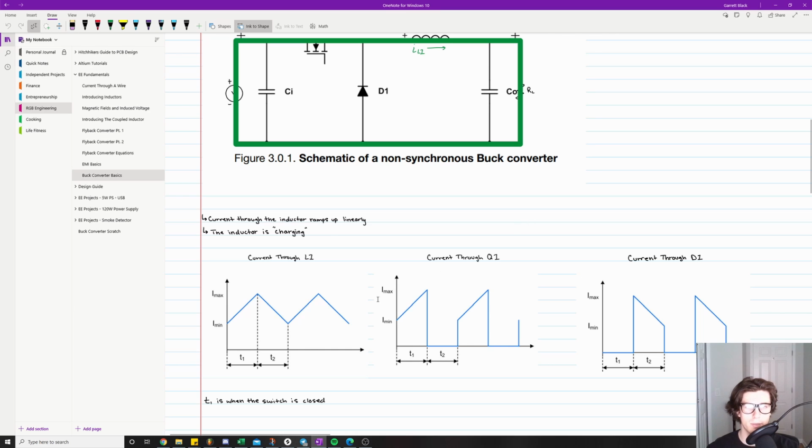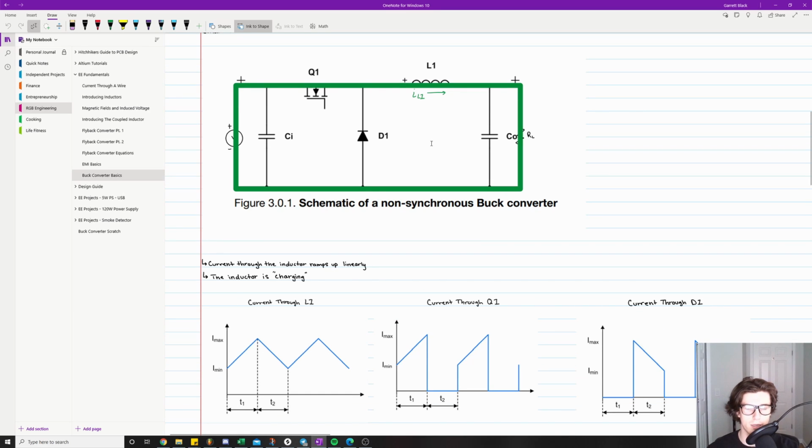But hopefully this makes perfect sense to you, where we're slowly ramping up current, and the current across the load is also going to be doing the same thing that the current across the inductor is. And this makes sense as well because all these elements are in series, so we know that the current through them will look all the same.